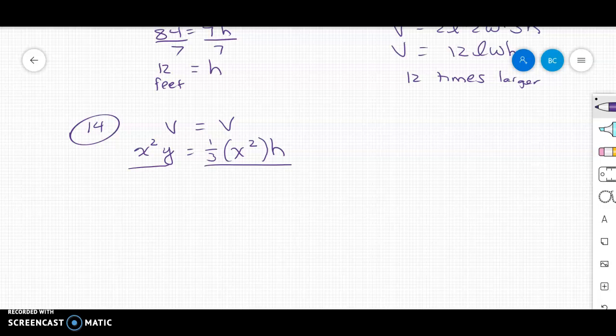I can divide both sides by x squared. So I end up with y equals 1/3 times the height. And I want to know what the height is, so I'm going to multiply both sides times 3. So I find that the height is equal to 3 times y.